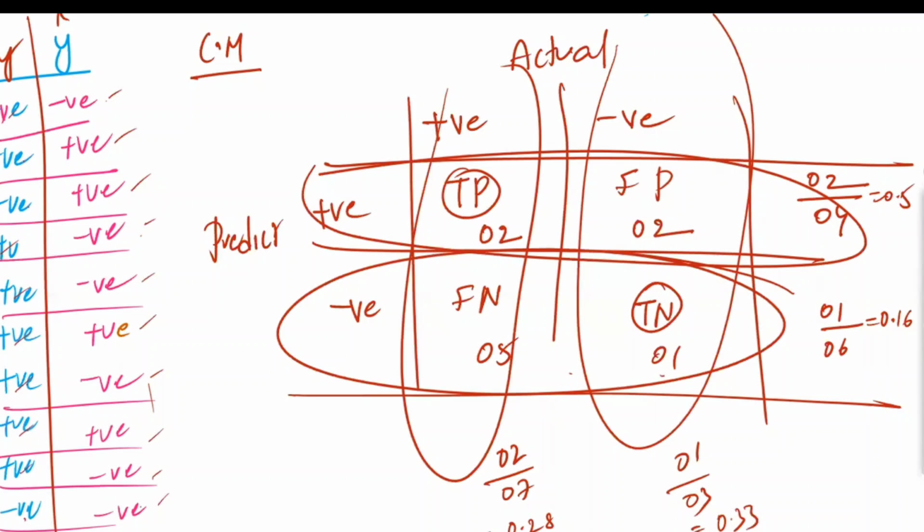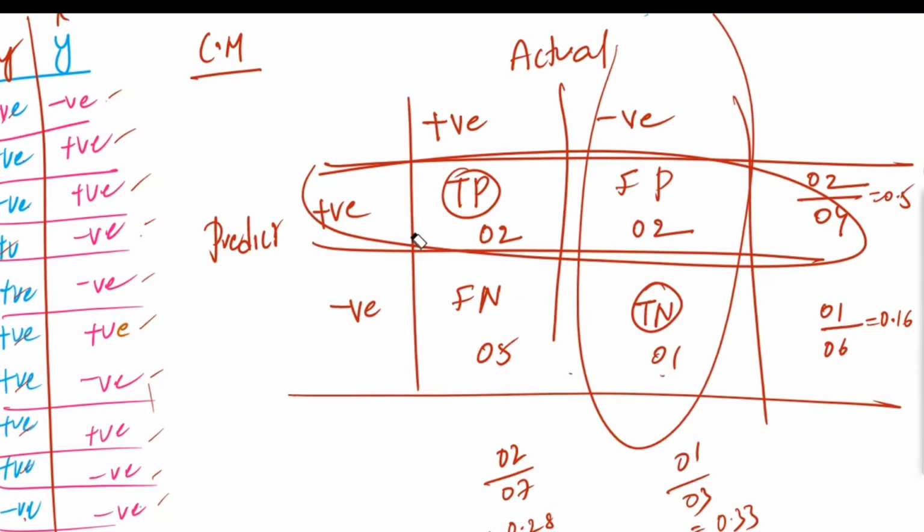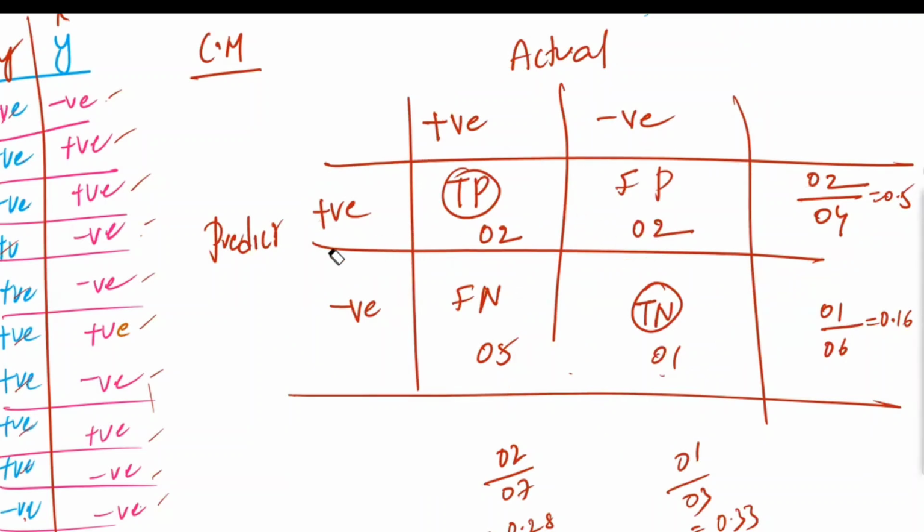Is that clear? Recall and precision. Precision means you are checking with respect to the horizontal direction. Whichever side is the predicted side, that is the side you take for precision. Whichever side is the actual side, that is the side you take for recall. Whichever you feel is easy, that you remember, whether the earlier example I explained or this one. Recall and precision, everything is clear.